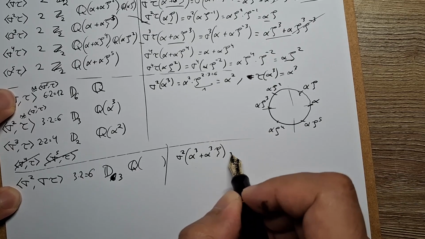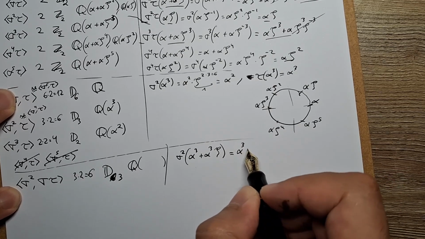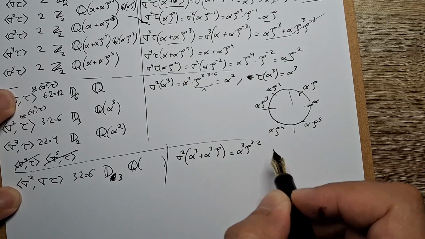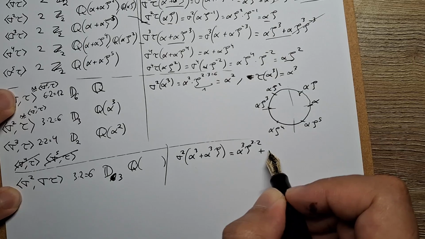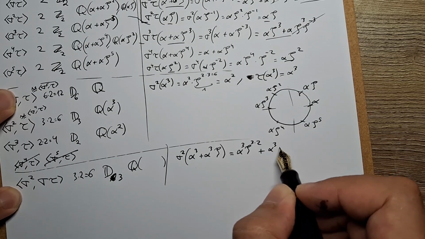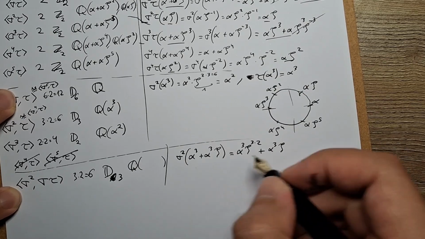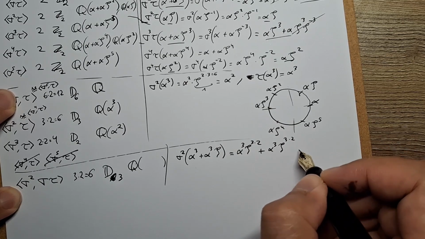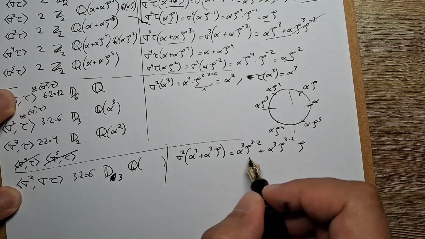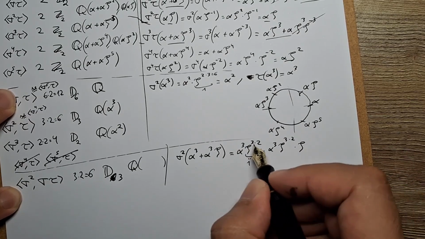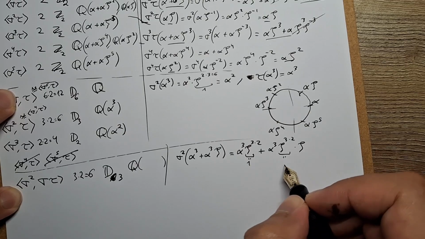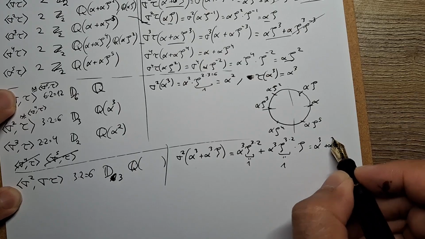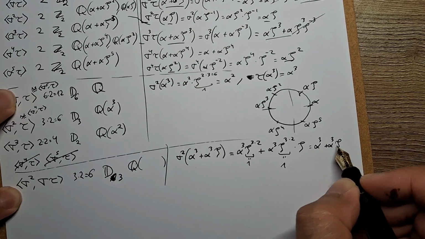Let's see. So here we will have alpha to the 3 and then theta to the 3 multiplied by 2, plus alpha to the 3 multiplied by theta to the 3 multiplied by 2 multiplied by theta. This will be equal to 1 because this is theta to the 6 and this is also equal to 1. So what we have is alpha to the cube plus alpha to the cube theta.